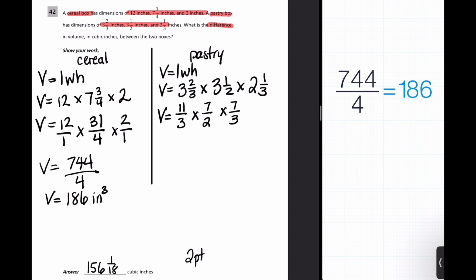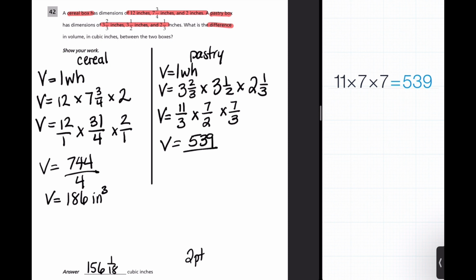times 7 over 3. I'm going to do my numerators again. 11 times 7 times 7, and I get 539 over 3 times 2 is 6, 6 times 3 is 18.